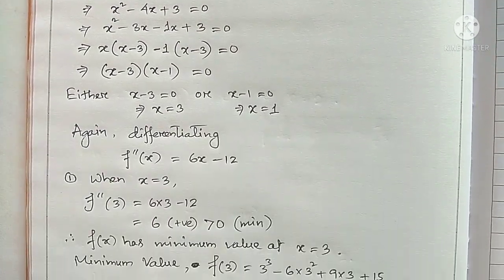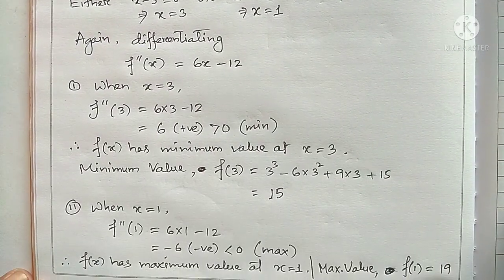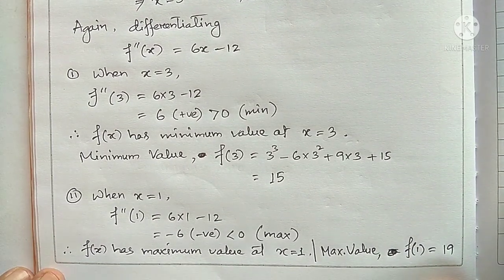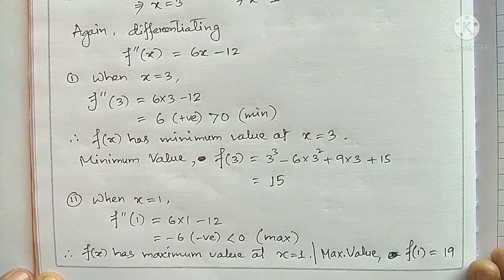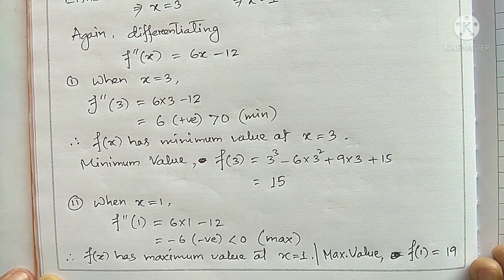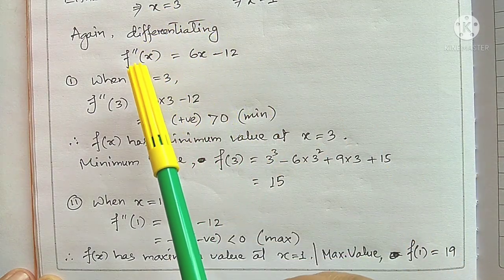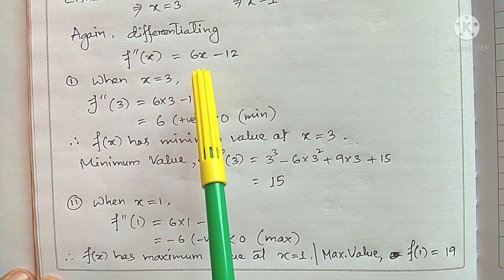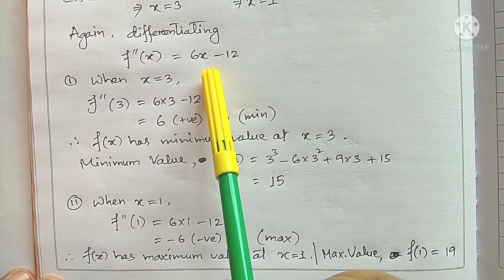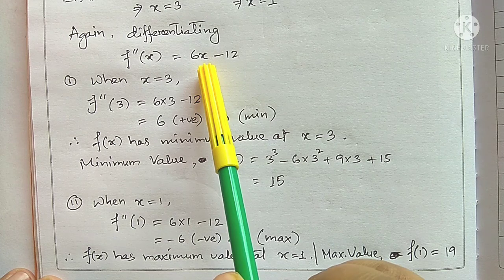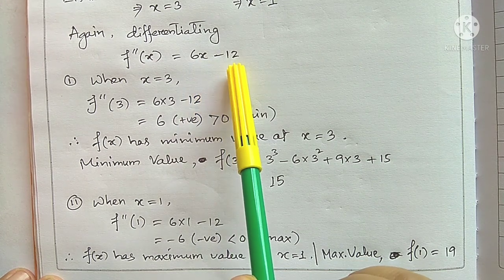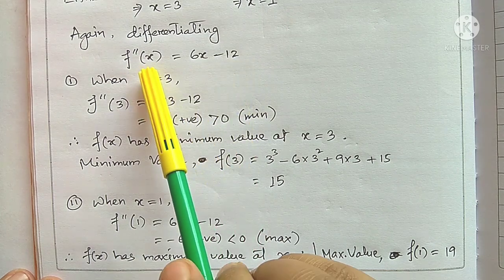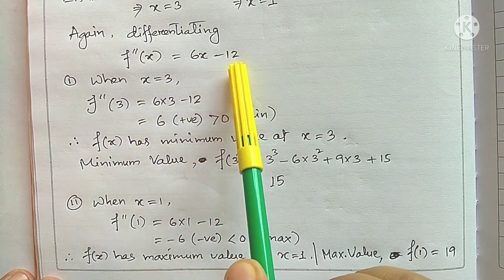To apply the second derivative, first of all we have to differentiate the result again. If we differentiate again, we write f dash of x, and differentiating, we get d/dx of 3x square means 6x, d/dx of 12x means only 12, and d/dx of the constant 9 is 0. So f double dash of x equals 6x minus 12.